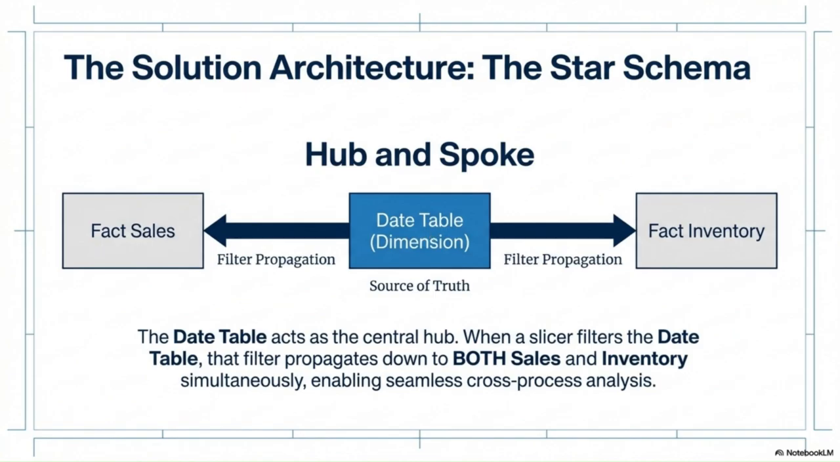The solution is the star schema. A central date dimension acts as the hub, while fact tables like sales and inventory connect to it. When a user filters the date table, the filter automatically propagates to all related facts, enabling clean, consistent analysis.